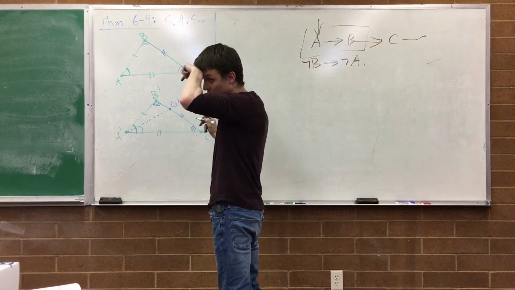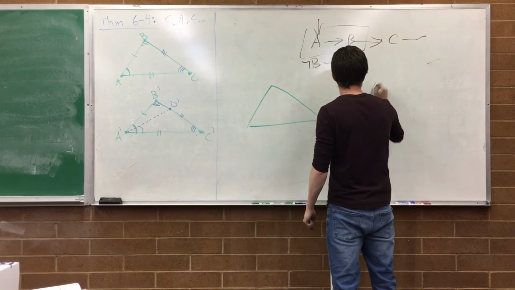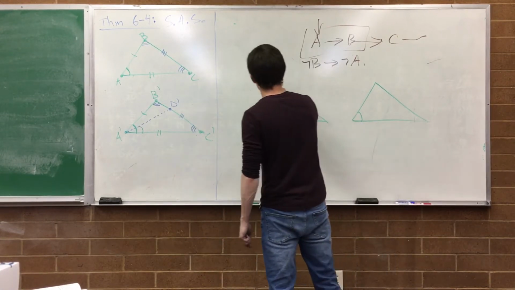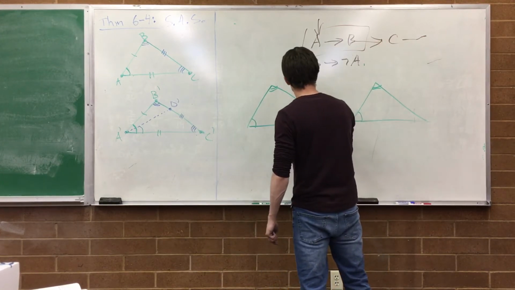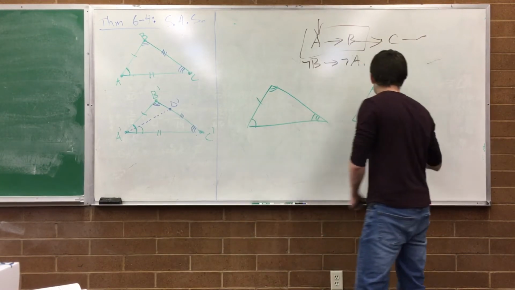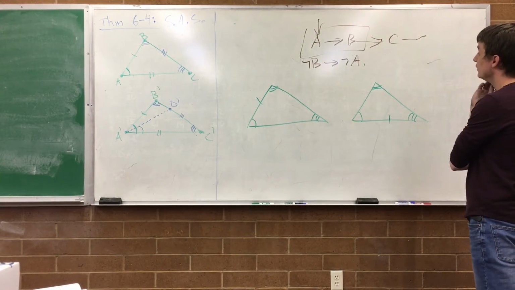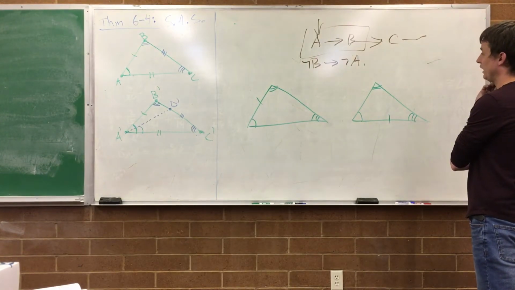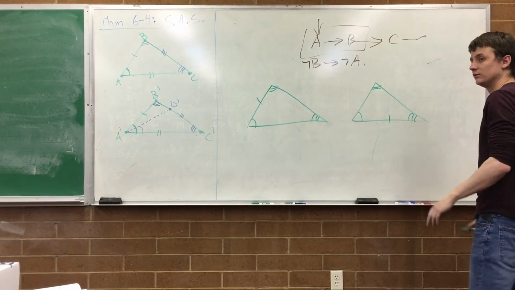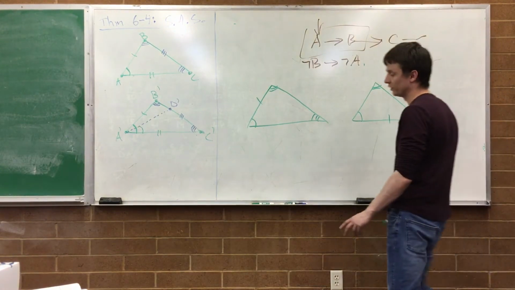So, let's see. We've got ABC. We've got that congruent to that, that congruent to that, that congruent to that, and that congruent to that. So it could be a scaled down version. Or it's equilateral. Yeah, you're right, it could be a scaled version. So that doesn't mean they're congruent. Everyone understand that those triangles aren't necessarily congruent?